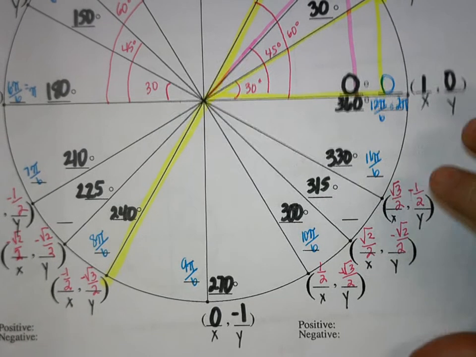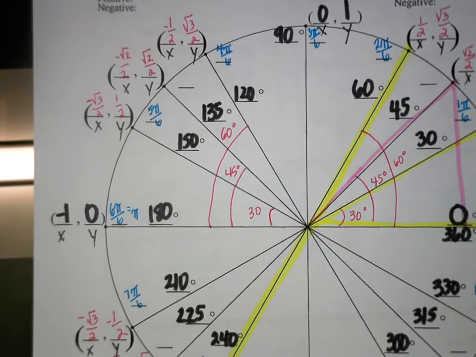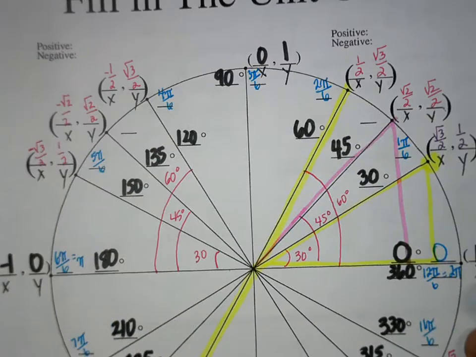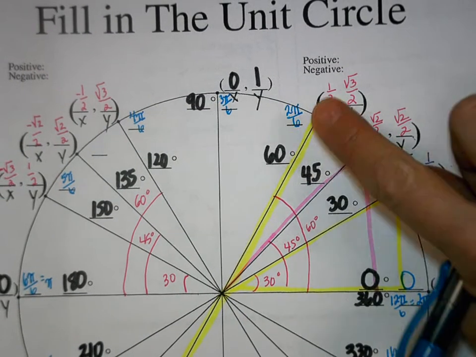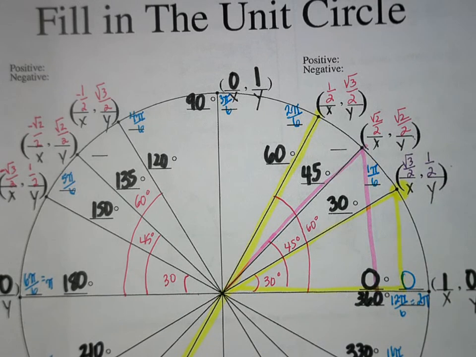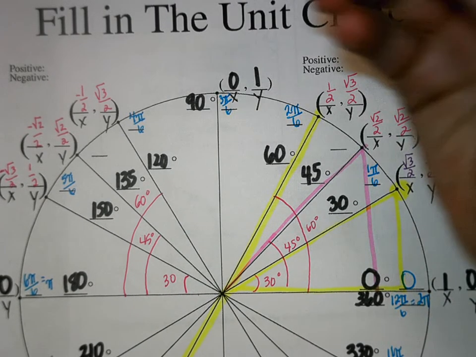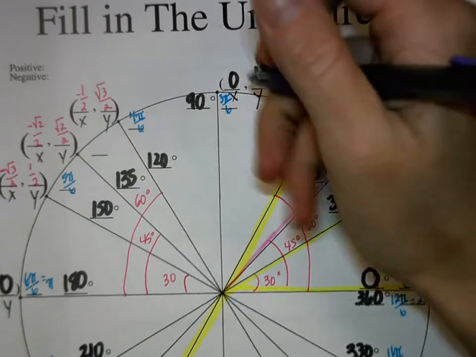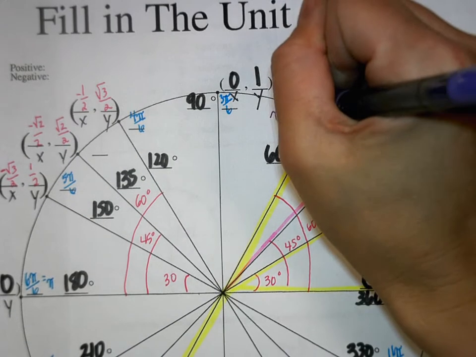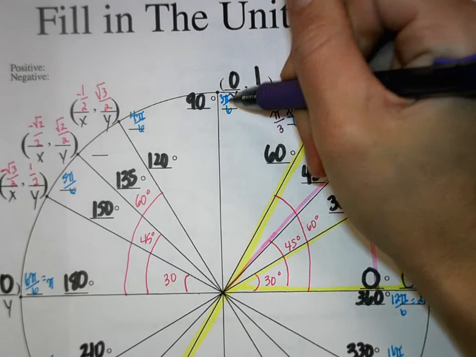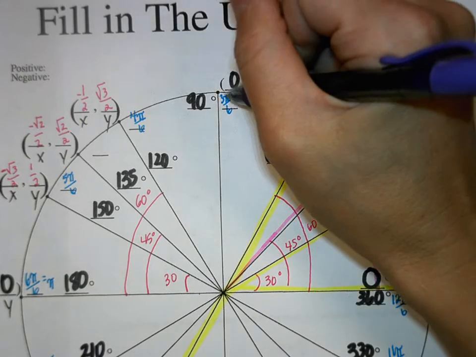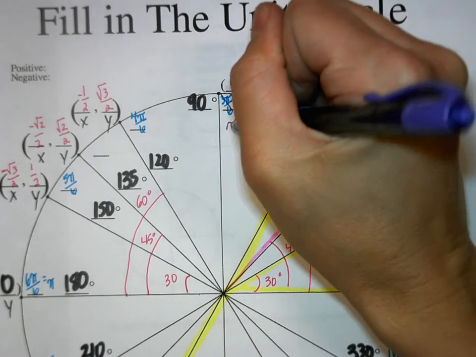Now, it's better to go back and reduce any of these that you can. And so, for instance, here, 2 pi over 6 reduces to be what? Pi over 3. Okay? But you could leave it either way. But this would be pi over 3. 3 pi over 6 would actually reduce to be what? Pi over 2.